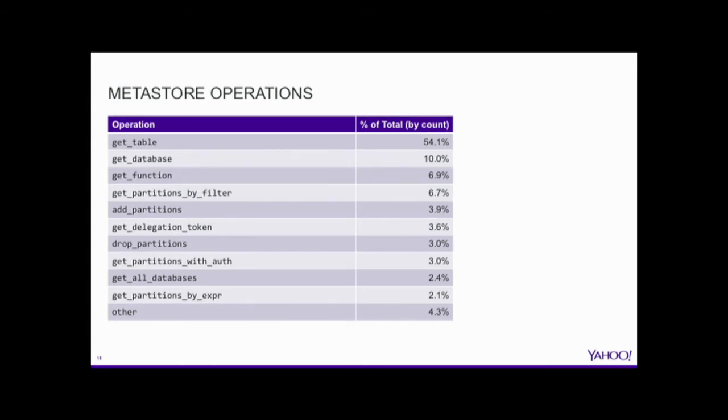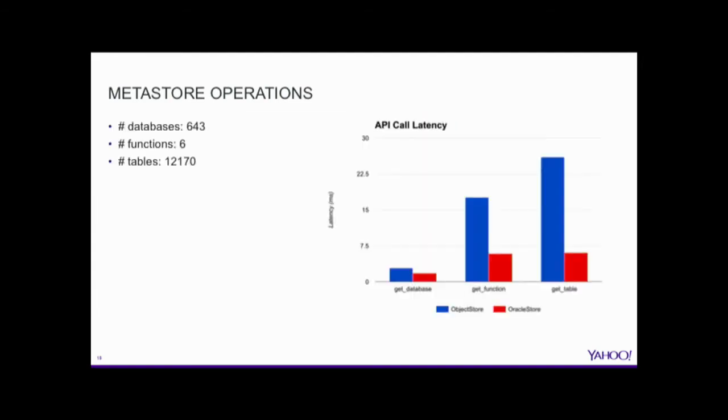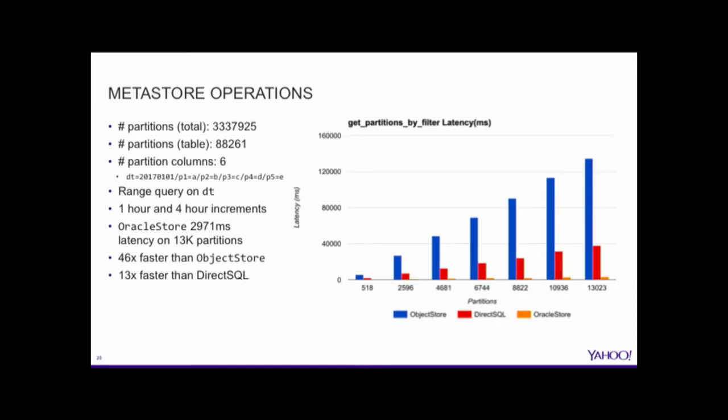So we can classify the first three operations as being point lookup operations because they just fetch a single object from the database and return it back to the client. The fourth item here is get partitions by filter. That's a list operation because it returns a list of partitions back to the client. So we started by looking at the point lookup operations. And good news, the performance was at least on par or better than the DATANUCLEUS implementation for the three most common operations. So then we move to list operations.